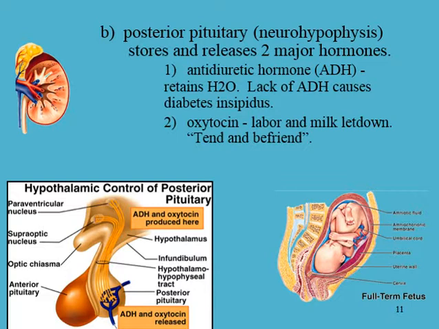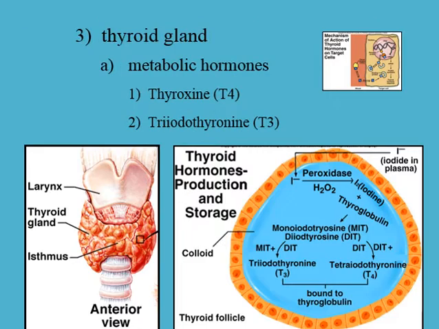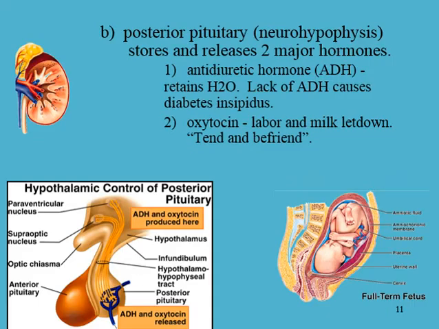The other hormone that's released from the posterior pituitary, again produced by the hypothalamus, but released from the posterior pituitary, is the hormone oxytocin. Oxytocin is responsible for labor, so it causes the uterus to contract and expel the fetus. It's also responsible for something called milk letdown.